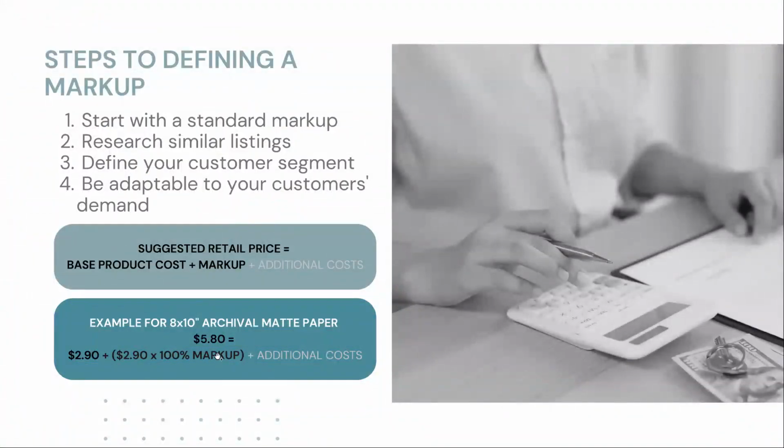So in this example for now, for an 8 by 10 archival map paper, I just did the 100% markup. Yes, I could have adjusted this as well based on my knowledge, but I figured as an 8 by 10 paper, $5 is a good starting point, considering the other costs that are going to go into this as well.